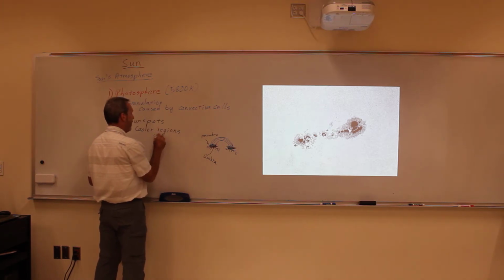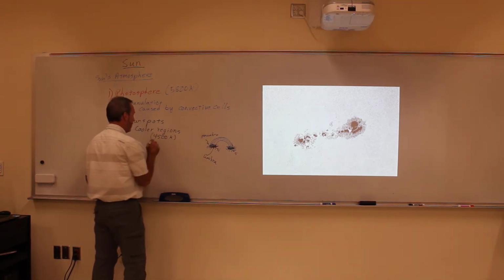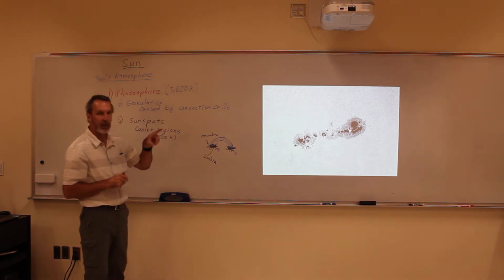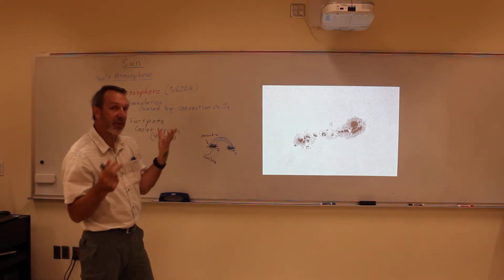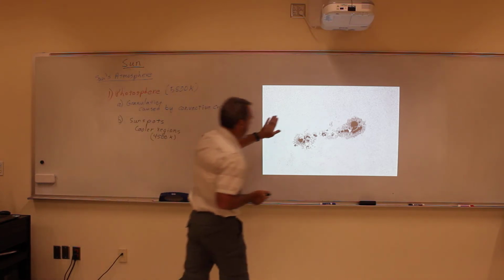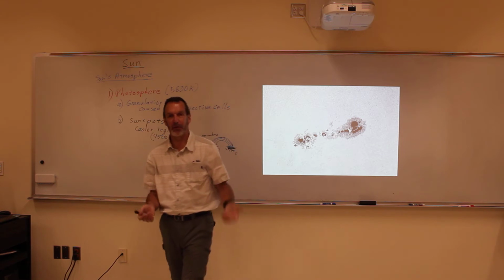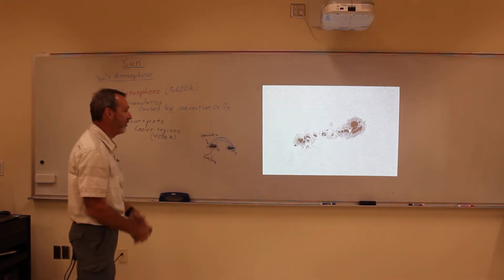These are cooler regions. Their temperature is around 4,500 degrees Kelvin. Notice that the photosphere is 5,800, so that's 1,000 degrees cooler, so it appears dark. Now it is giving off light, but relative to this part, it's not giving off as much light. But if you just isolate it, it would give off light at about 4,500 degrees. So it's just cooler gas.